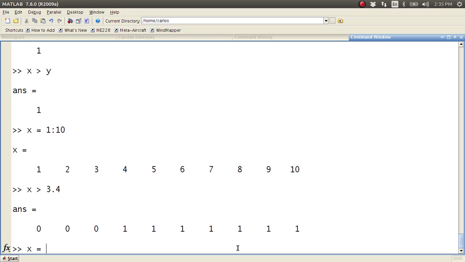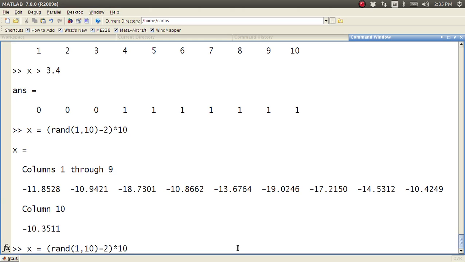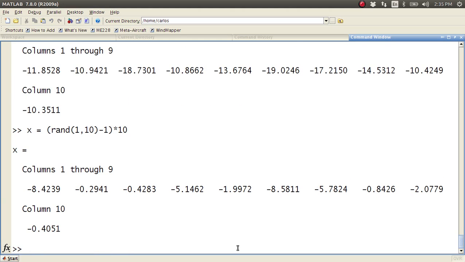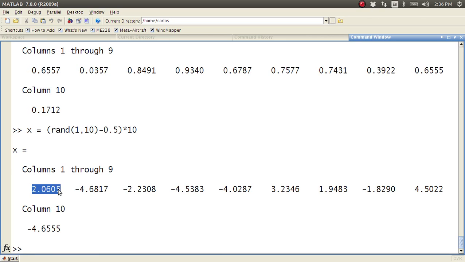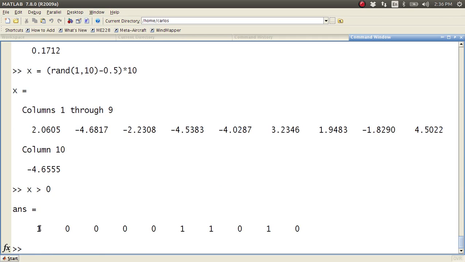What if I say x equals rand 1 comma 10, this is going to be a number between 0 and 1, so I'm going to subtract 2, and I'm going to multiply this whole thing by 10. Didn't like that, let's do -1. Didn't like that either. Okay, what's rand 1 comma 10? Let's slow down here. Numbers between 0 and 1. So if I subtract, let's subtract 0.5. My bad. Okay, so now I've got some positive numbers, I've got some negative numbers, I've got some positive numbers. Let's say I want to know all of the numbers that are greater than 0. Boom. Now it'll tell me all of the numbers greater than 0.